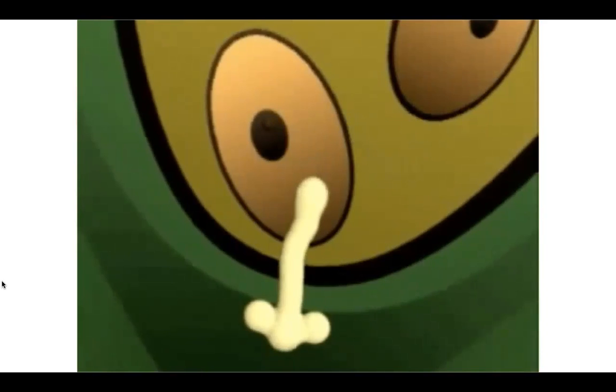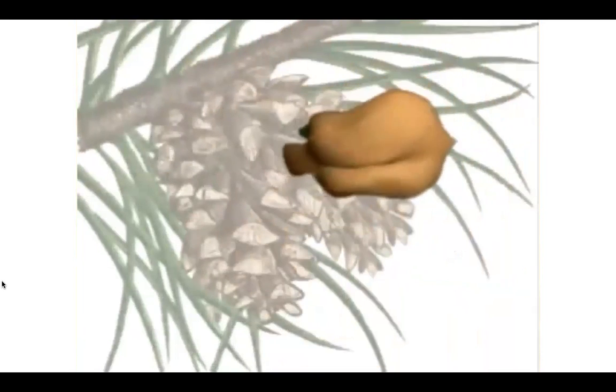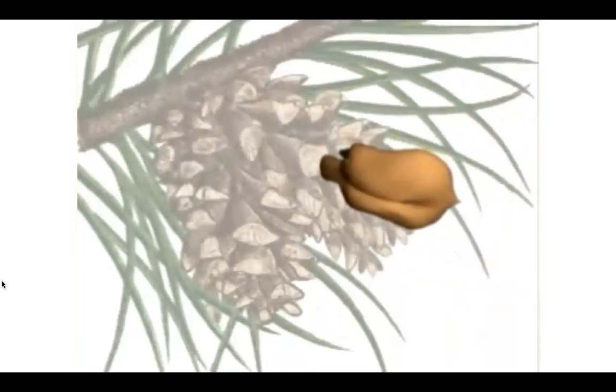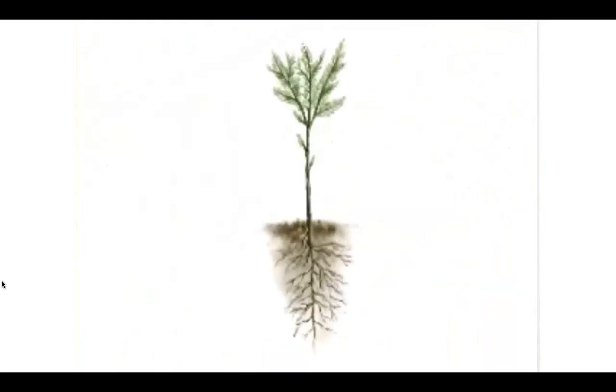The zygote develops into an embryo and a mature seed is produced. The female cone opens, releasing the seeds. When conditions are favorable, the seed germinates into a new, young sporophyte, a pine tree seedling.